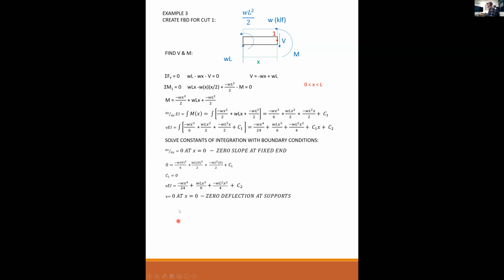So then what we say is v equals 0 at x equals 0. And what I did here was, this is the second equation. We know C1 is equal to 0, so I dropped that out. So I have vEI is equal to all of this plus C2. Now I can plug in v equal to 0 at x equal to 0 and solve for C2. And what we have is C2 is also equal to 0.